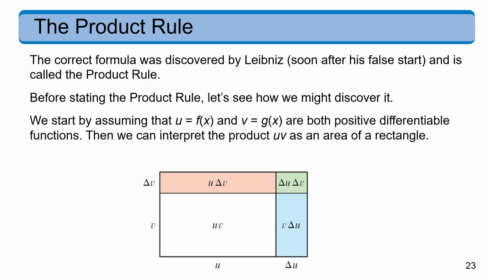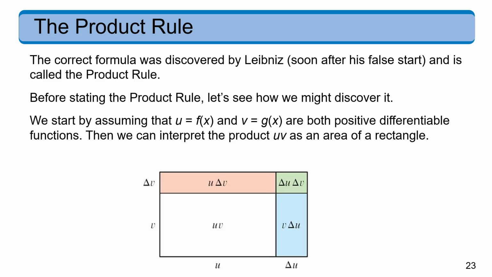We just saw our initial guess for how to take the derivative of a product was not correct. And Leibniz made the same mistake. It was his first guess also. And as soon as he realized it didn't work, he discovered the rule that does work. So we're going to call this rule the product rule, but first we're going to try to derive it ourselves before I present it.